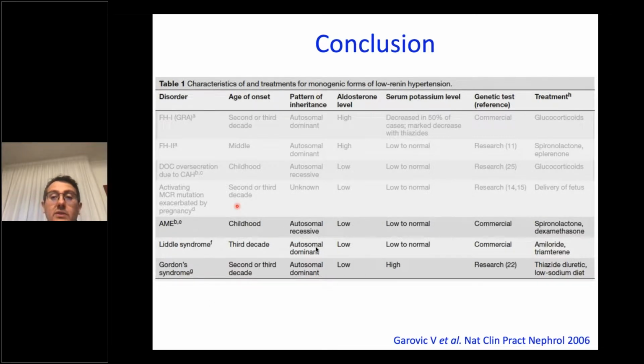And also, before having genetic confirmation, by applying the three different classes of drug, like spironolactone for the AME, amiloride for the Liddle syndrome, and the thiazide for the Gordon syndrome, this can be ex adjuvantibus criteria to discriminate this condition in our patients.